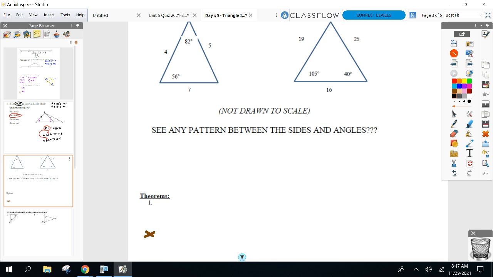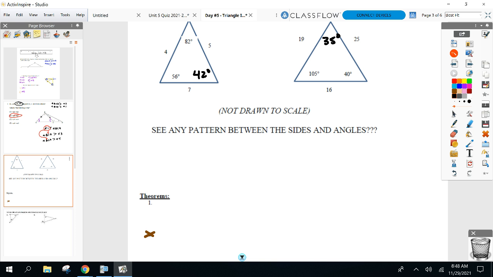Missing angle of the first triangle, what do you got? 42 degrees, yep. And missing angle of the second triangle, 35 degrees. All right, this may take a while, but I refuse to give you this theorem. Look at the angles and the sides of both triangles. See if you can find a pattern or a relationship between the angles and the sides.